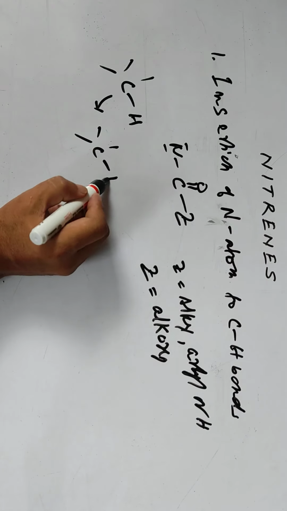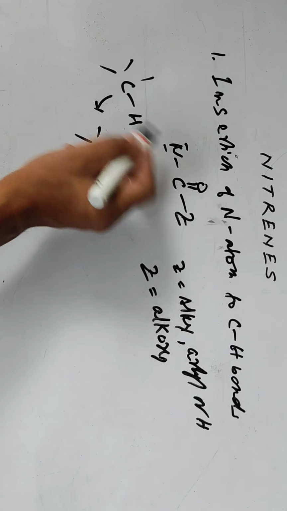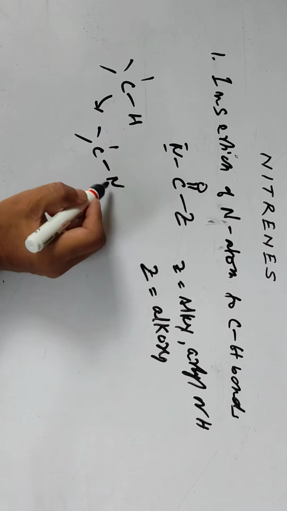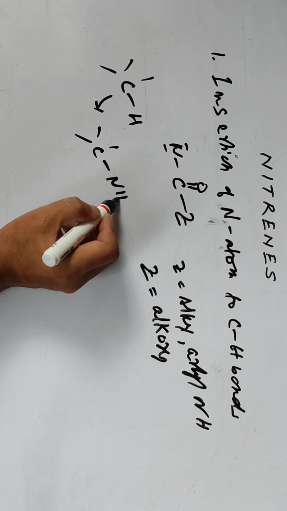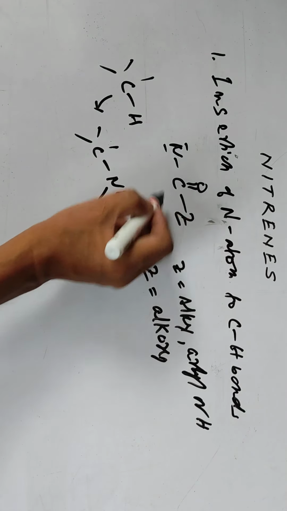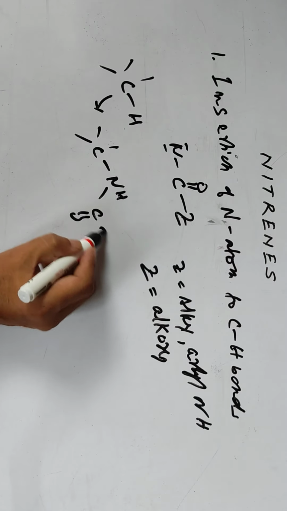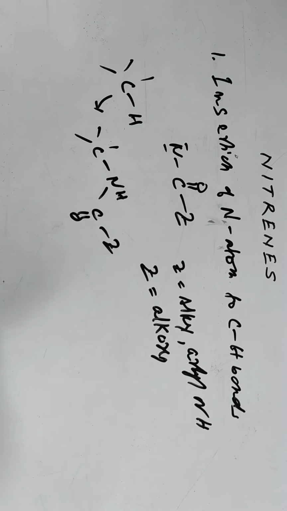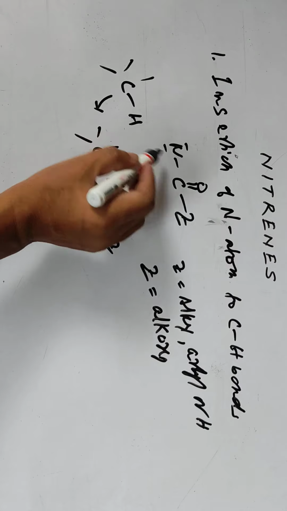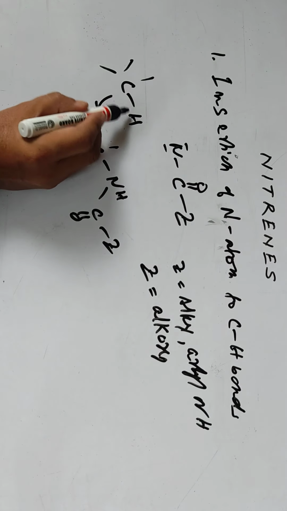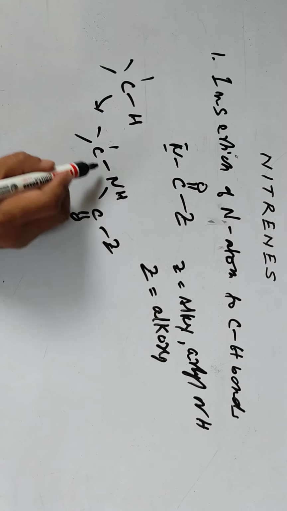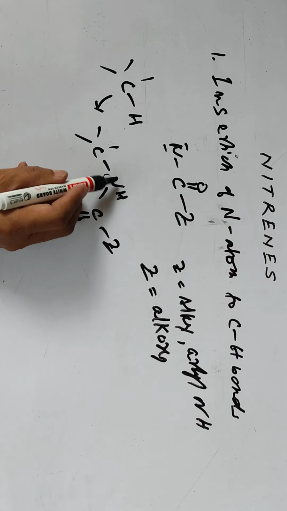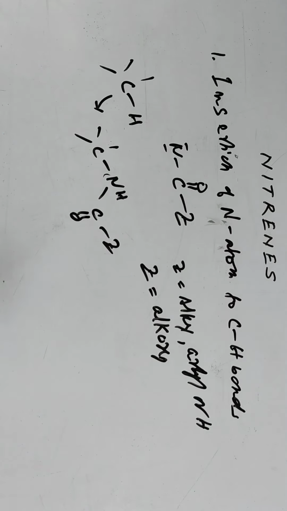Okay, the nitrene will be inserted here, so CH, NH, and CO2Z. So the product will be like this. Here the nitrogen can attack. This nitrogen is inserted in between the carbon-hydrogen bond, so the nitrogen atom is inserted between the carbon-hydrogen bond.